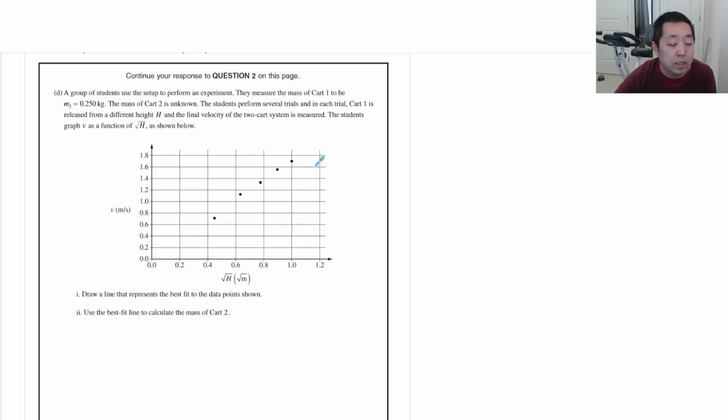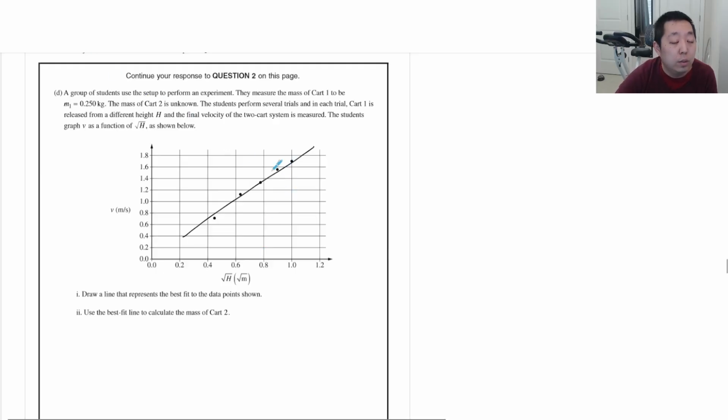Draw a line that represents the line of best fit. You guys should have rulers or things like that. But you know, I'm just going to pick something like that. You should have rulers, something better than what I'm using. I just free-handed that, which isn't great. Use the best fit line to calculate the mass of cart 2.